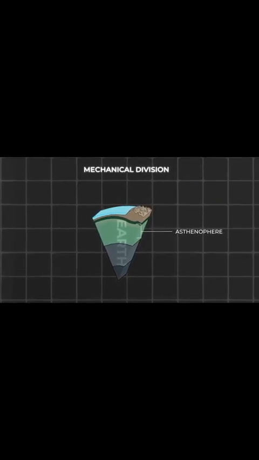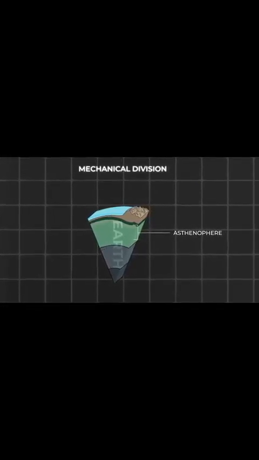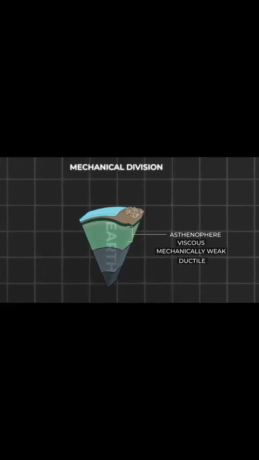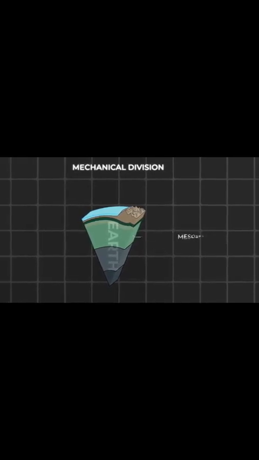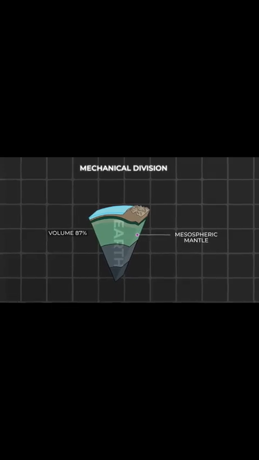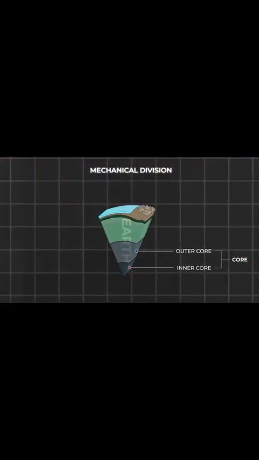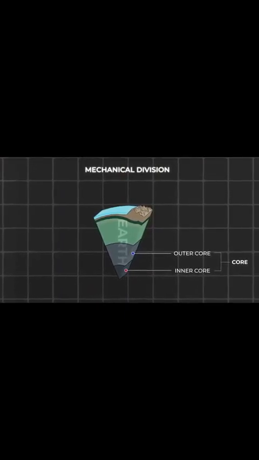After the lithosphere there is another mechanical layer, the asthenosphere. It is generally present in the upper mantle and it is highly viscous, mechanically weak and ductile. Below the asthenosphere, the mesosphere mantle is located. In this, Earth's volume is 84% and mass 67%. This layer may have high temperature because convective currents are generated, tectonic plates move and magma is generated.